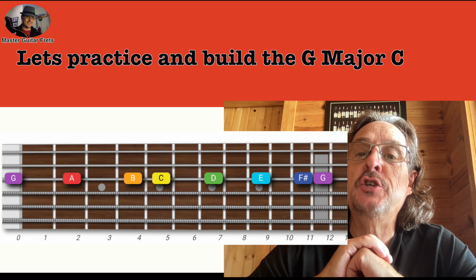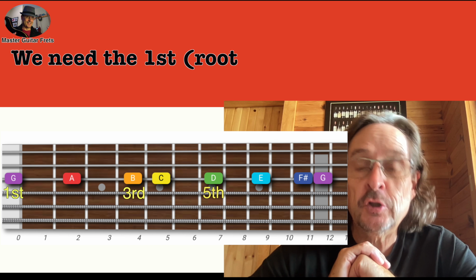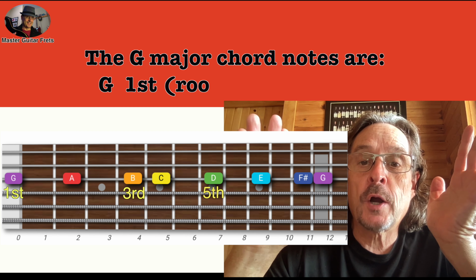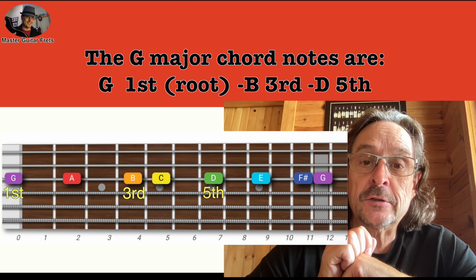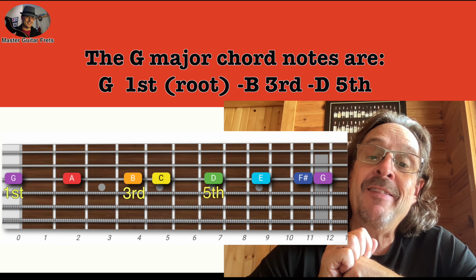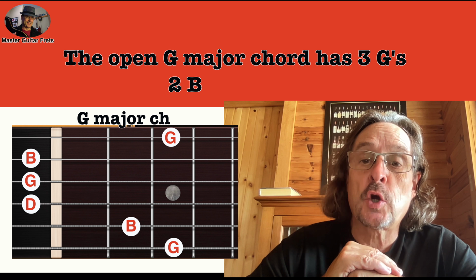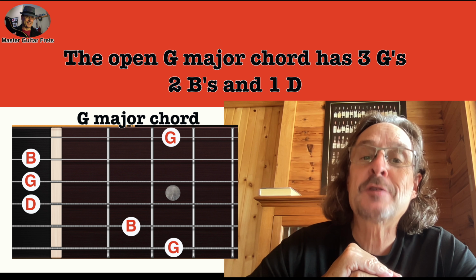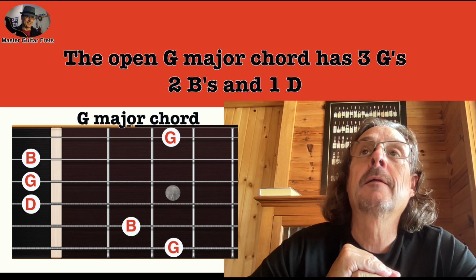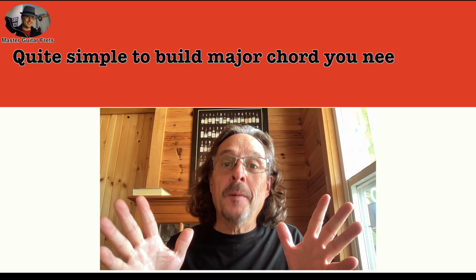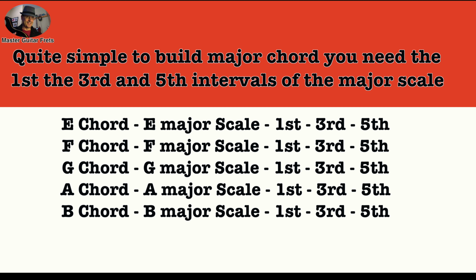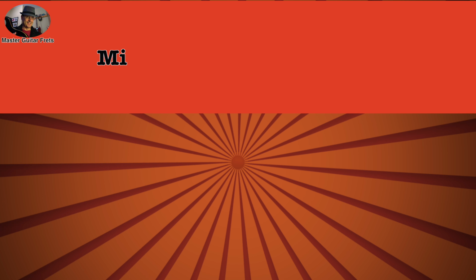Let's practice and build a G major chord. We need the first, the root, the 3rd, and the 5th interval of the G major scale. The G major chord notes are G, first, the root, B, the 3rd, and D, the 5th. The open G major chord has 3 Gs, 2 Bs, and 1 D. We strum all 6 strings for the G major chord, and that's why we call it a full chord. Quite simple. To build any major chord, you need the first, the 3rd, and the 5th interval of the major scale in that particular key signature that you want.